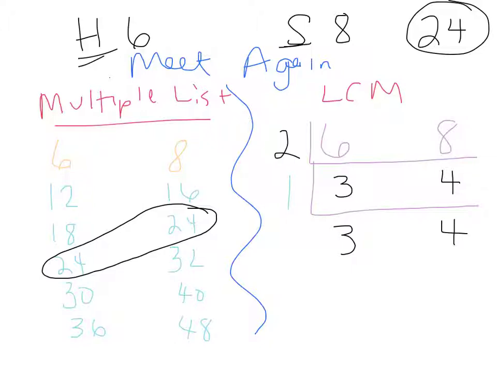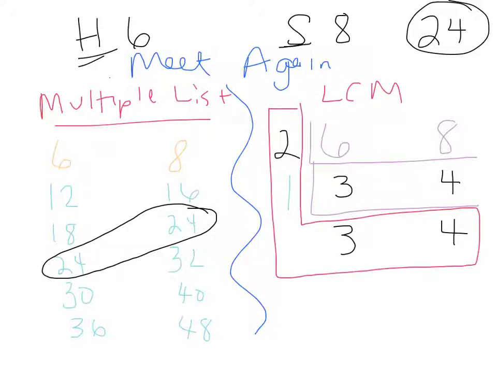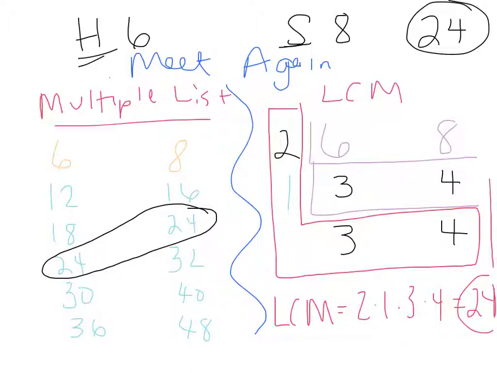And they've taken a quiz on this. They know that the L in LCM is also the same L here. So the LCM here would be 2 times 1 times 3 times 4, or 24. Again, the same exact answer with the LCM as with the multiple list.